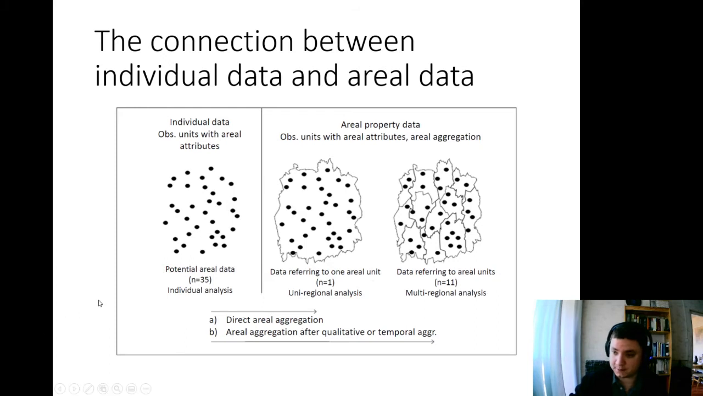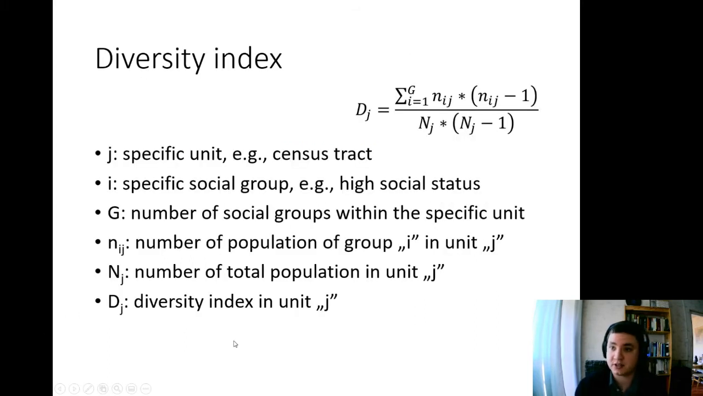The first index is the diversity index, which measures and quantifies the degree of mixing of different social groups in each spatial unit. And here is the important thing in this course, because the diversity index is a local index, so we can calculate a value for each spatial unit.